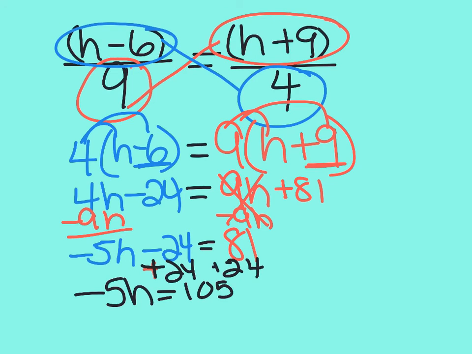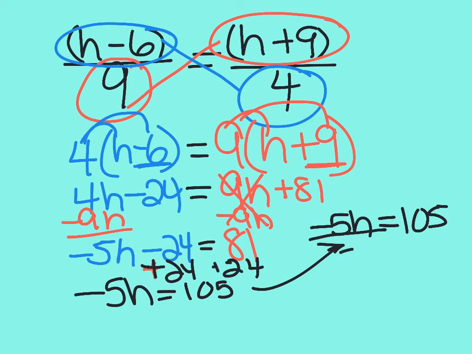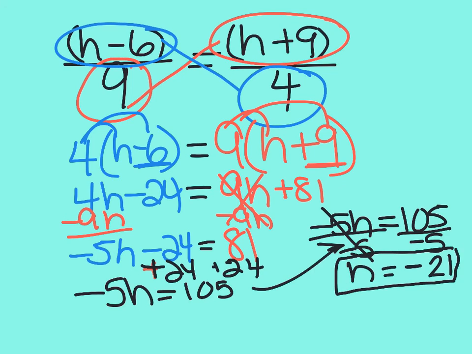Let's put this over here: -5h equals 105. Then we need to get rid of the -5, so I divide, but I have to do the same thing over here. So h equals positive divided by negative is negative, and 105 divided by -5 is 21. So h equals -21.